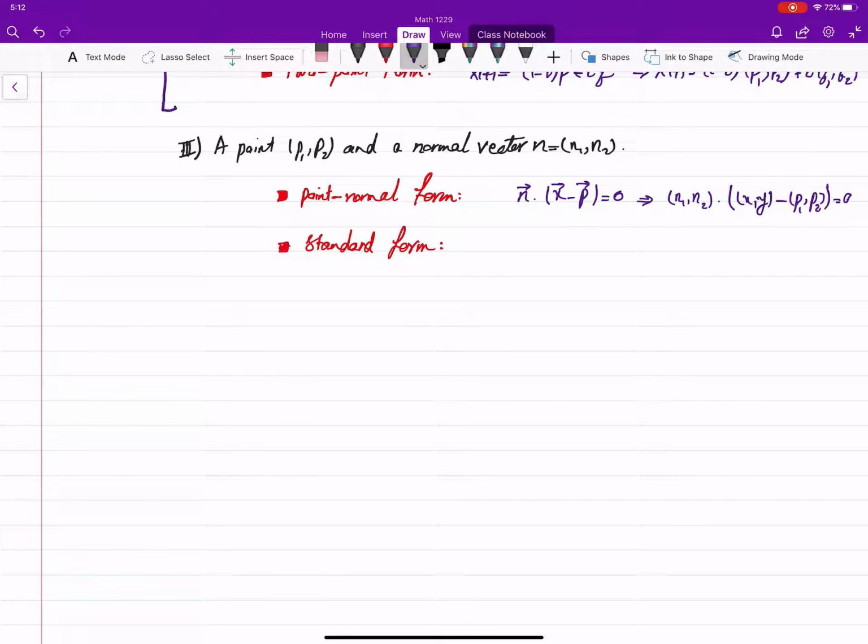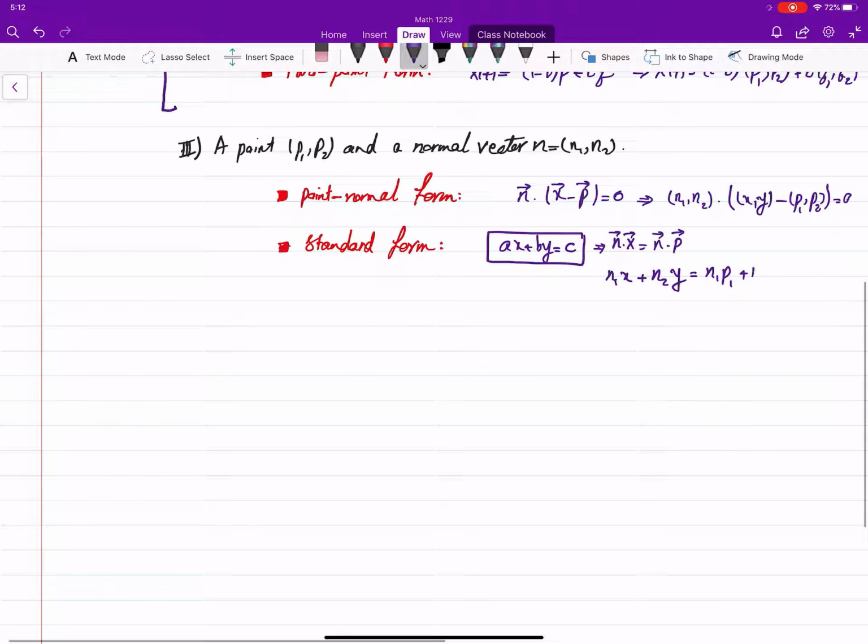How about the standard form? Remember, standard form is of this form, ax plus by equals c. But how did we find it? This is a simplification or expanding of this: n dot x equals n dot p, which gives us n1 x plus n2 y equals n1 p1 plus n2 p2.